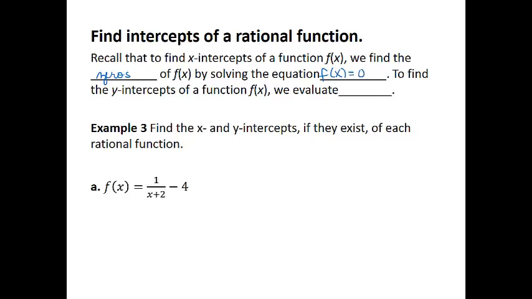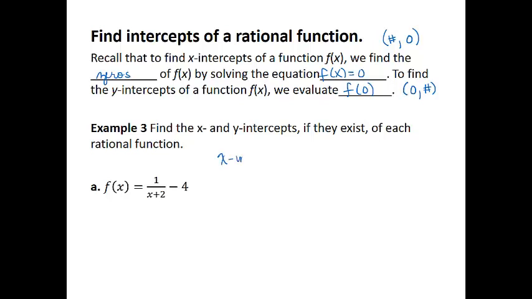Remember, we're looking for ordered pairs of the form (some number, 0). To find the y-intercepts of a function f of x, we evaluate f of 0. This corresponds to ordered pairs of the form (0, some number). So in this example, we want to find the x and y intercepts, if they exist, of each rational function. The first function is f of x equals 1 divided by x plus 2, minus 4.